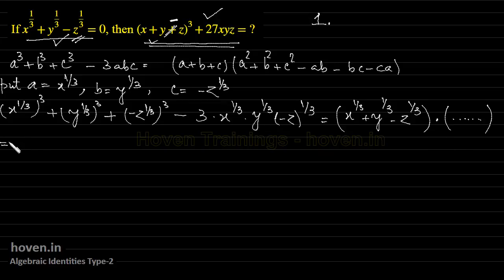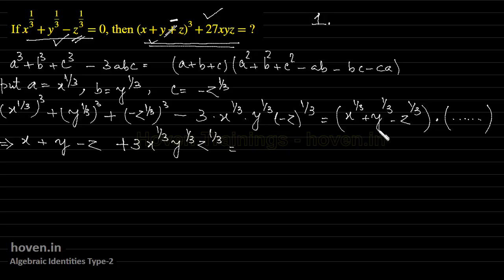So what do we get here? This is 3 and 3 will get cancelled. It will leave me x. Similarly, I'll be left with y, and this will become minus z. Cube and cube cancel out, leaving minus z for me. And here this is minus, this is minus, so they will become plus. And 3, this is x, this is y, and this is z, which is equal to.